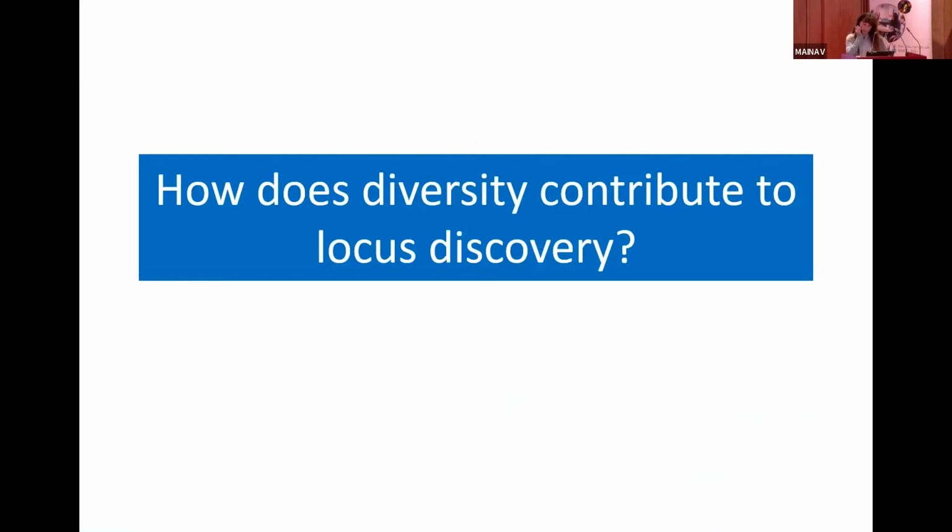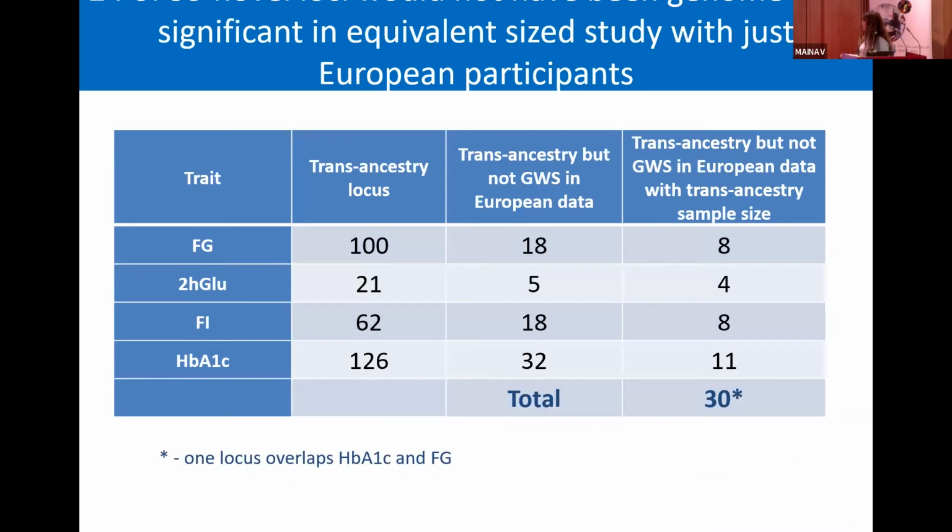But what we were really interested in was assessing how the fact that we had diverse populations contributed to our locus discovery. Now, as you'd expect, when you do a multi-ancestry meta-analysis, you find more things, but obviously you're also harnessing all of the power from all the samples. So what I've tried to show here are, for each trait, the number of loci that came out as genome-wide significant in the trans-ancestry meta-analysis. And as I told you, European was by and large the biggest slice of the pie.